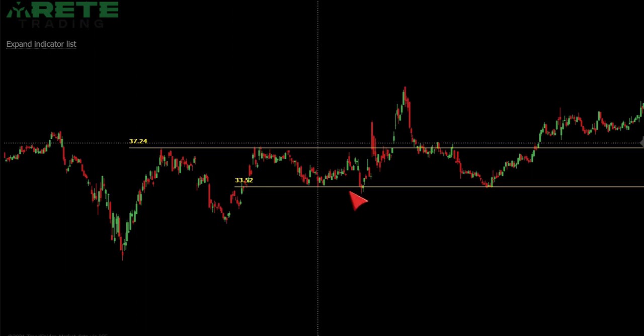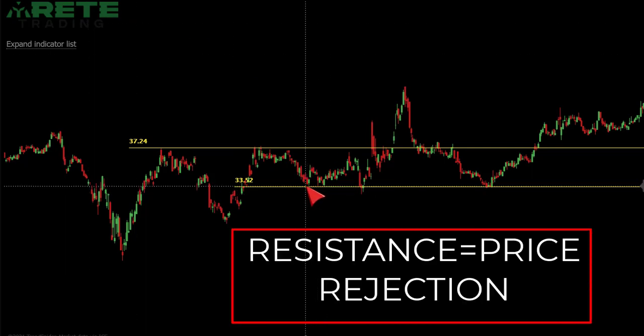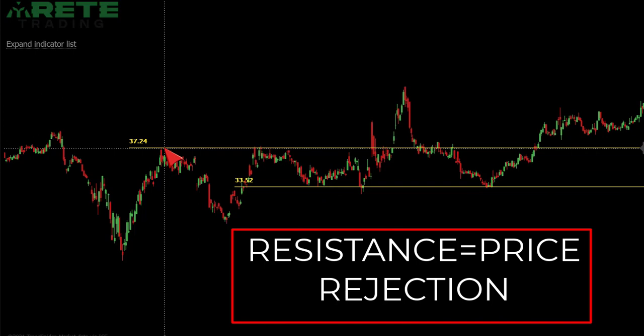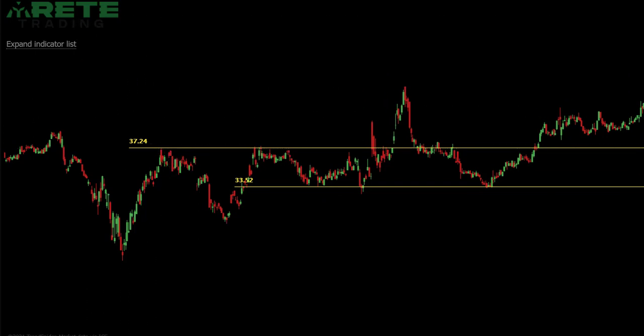Very different than where you're drawing them on where they're finding buyers. Here you're drawing them where you're finding sellers. Okay, that's how to think about support and resistance lines and how to draw them. And let's just go through a couple more examples.